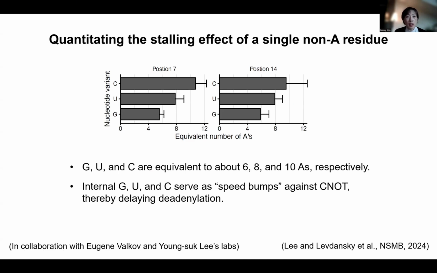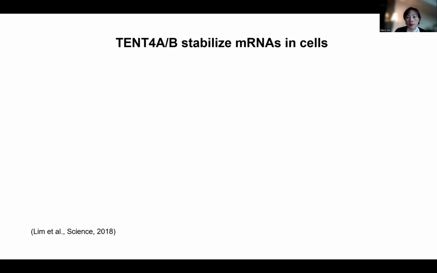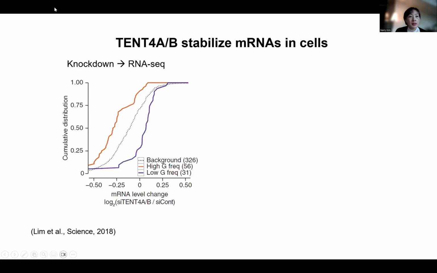So these internal non-adenosine residues serve as speed bumps against the CCR4-NOT complex, thereby delaying the deadenylation. As you'd expect, TENT4A and B, by introducing this mixed tailing, can stabilize messenger RNAs in cells. So, for instance, if you knock down these enzymes and carry out RNA-seq, the mRNAs with high guanylation frequency tend to be downregulated compared to other transcripts.